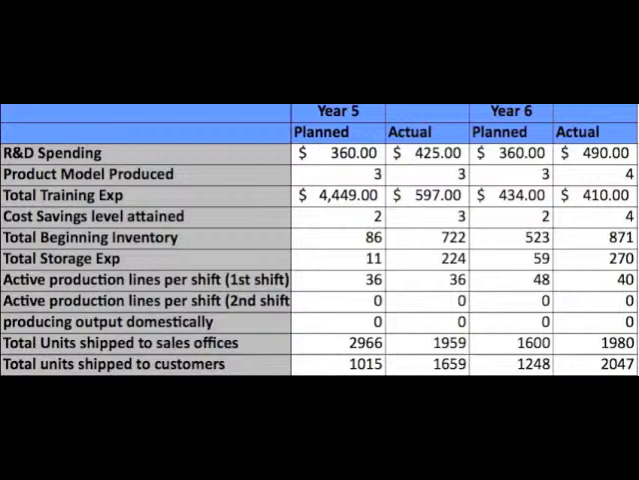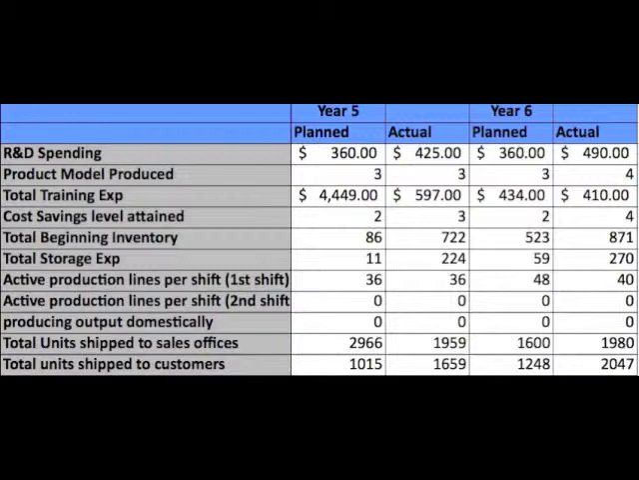Cost savings level attained. We expected an average savings level of 2. However, throughout year 5 and 6, our actual savings level started to get higher. We were able to attain by the end of year 6 a savings level of 4.